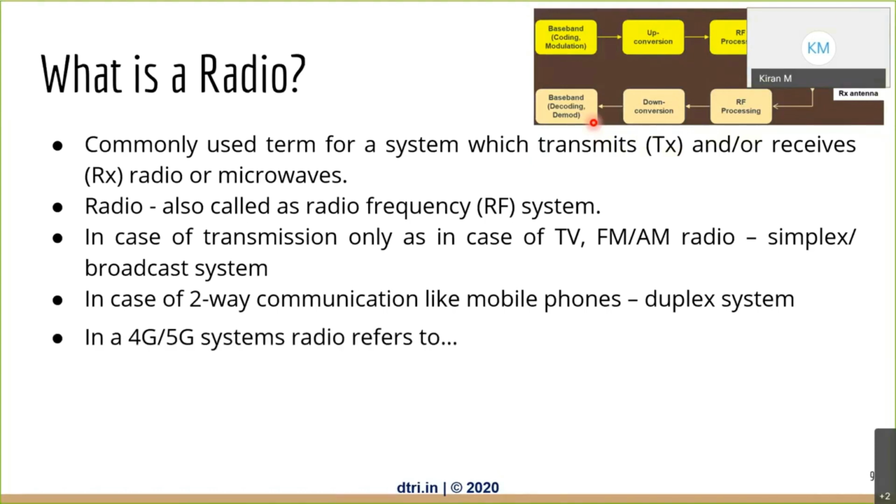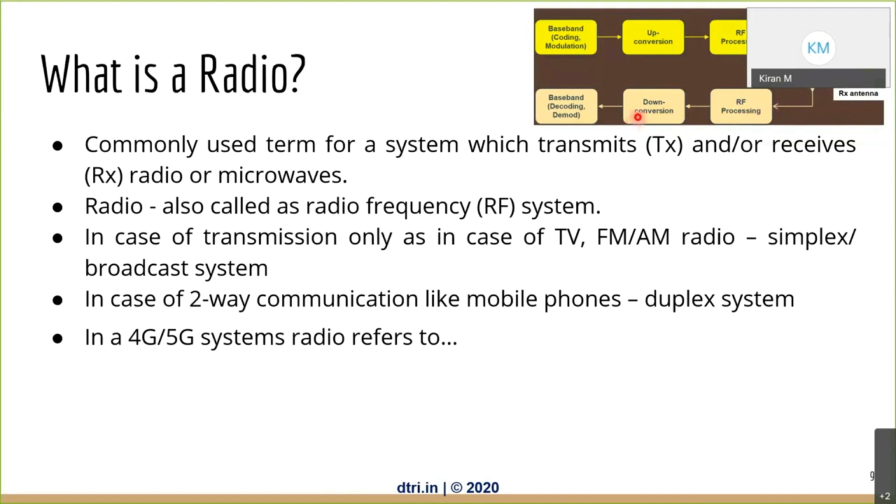So what is a radio in 4G and 5G? The concept is very similar, whether it's 4G or 5G or radar. You have a baseband, you have up conversion, RF processing, and then you have an antenna which takes the electrical signals from here and directs them as an EM wave over the air. It's all the same. On the receive, your antenna receives the EM waves from the air and directs them to the RF processing block and down conversion. So the process remains the same.